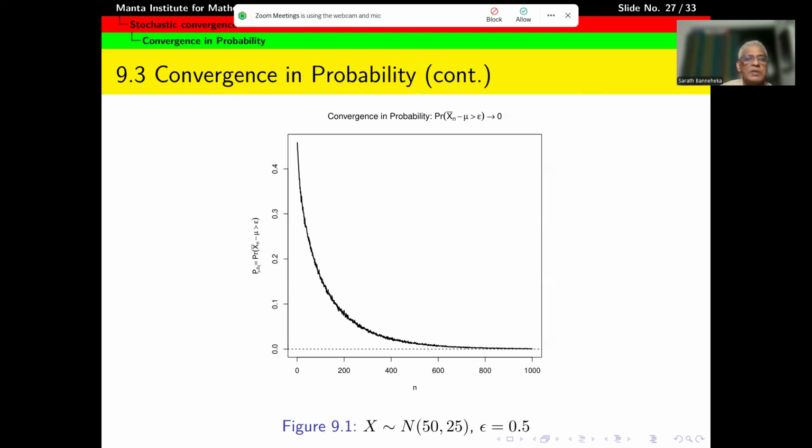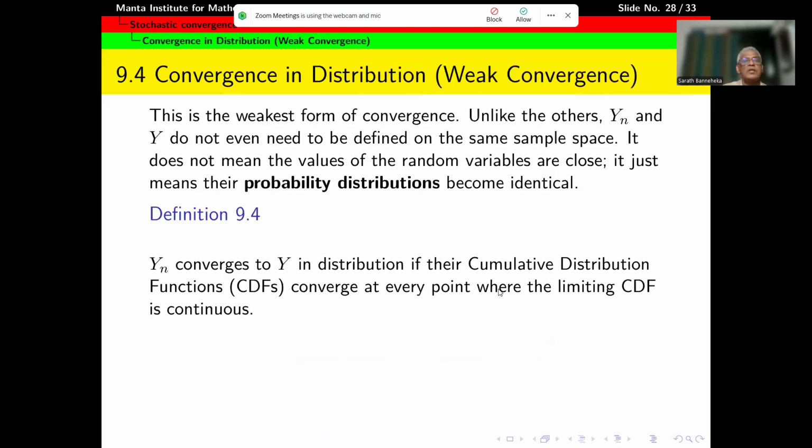The probability Pn is on this axis. That is the probability that the absolute value of xn bar minus mu is greater than epsilon. So you can see that Pn is getting smaller and smaller and converging to zero, right? As n increases, right? Here I have done it up to n equal to 1000. So this is what we mean by the weak law of large numbers.